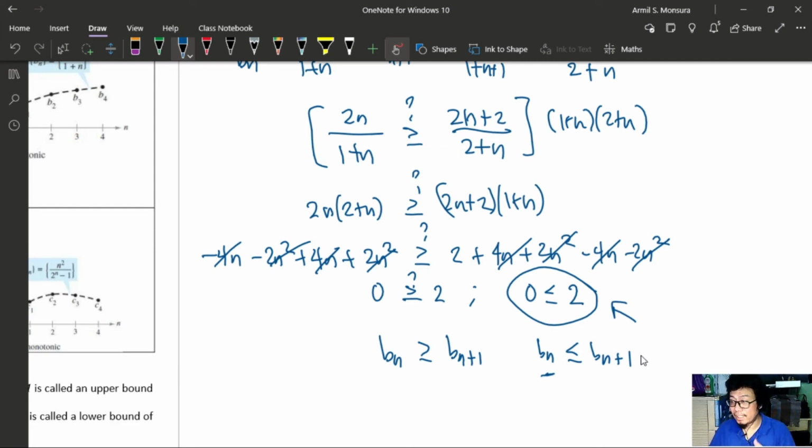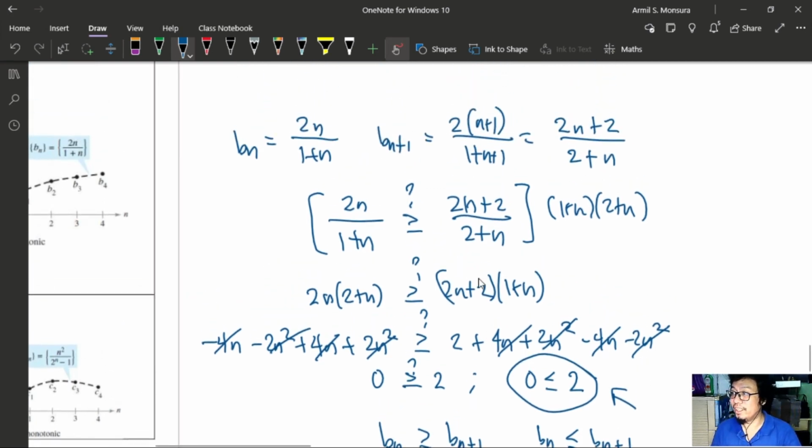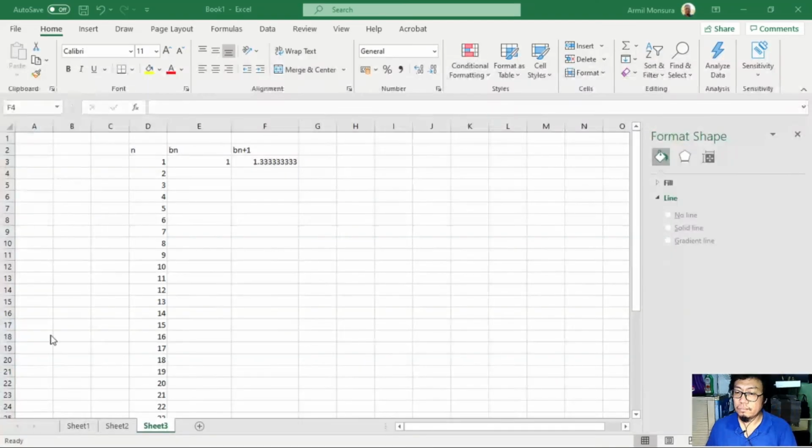But again, if you have difficulty doing this, you can do this numerically. Just to put it in perspective, when you use numerical proof, make sure you use as many examples as possible. Here, we generate bn as 2n over n plus 1. This is your n.